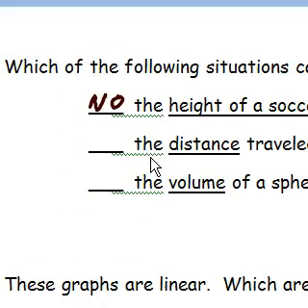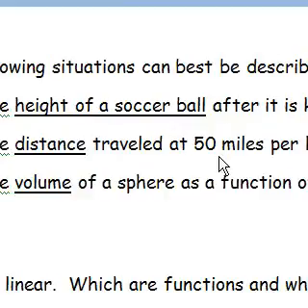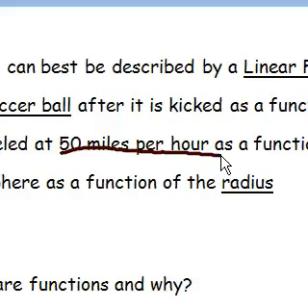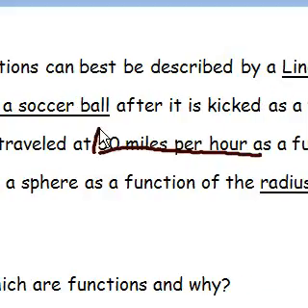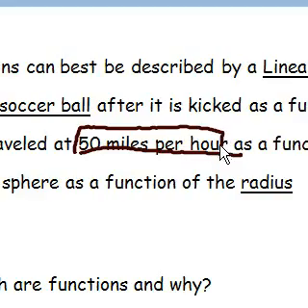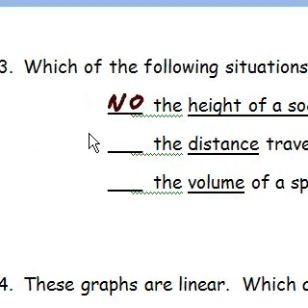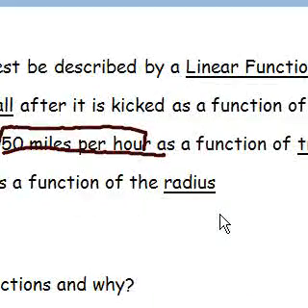and is it constant? So number 2, the distance traveled at 50 miles per hour as a function of time. Well, right here, the rate is given to us, miles per hour, and it stays at 50. And lastly, the volume of a sphere as a function of the radius.